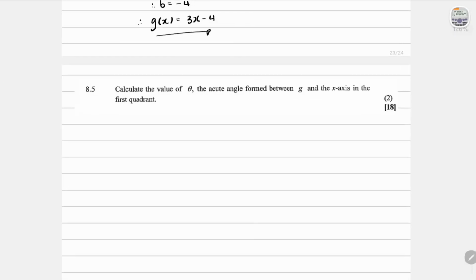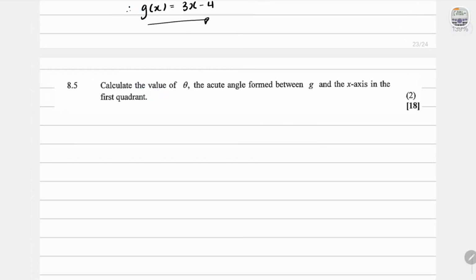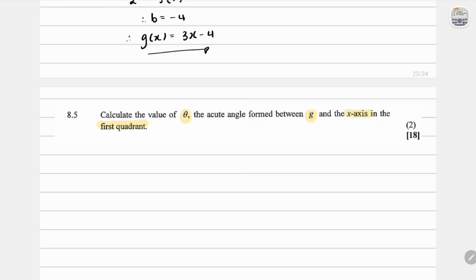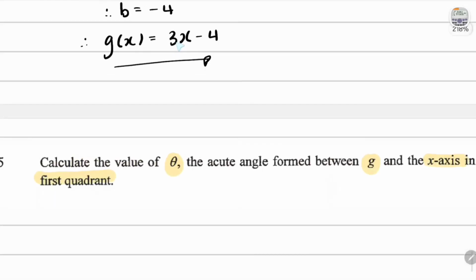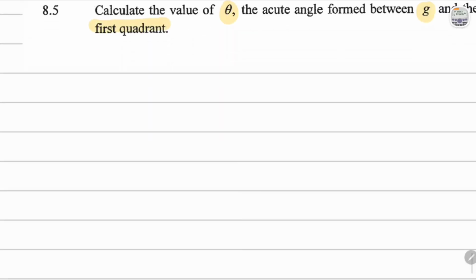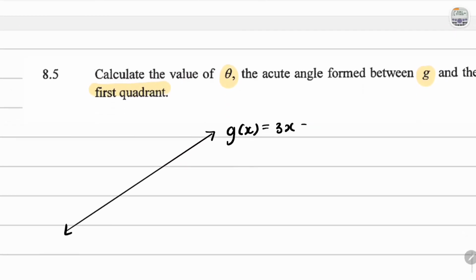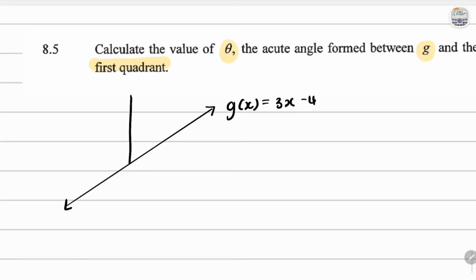Okay, the last question for question 8 says, calculate the value of theta, the acute angle formed between g and the x-axis in the first quadrant. So as you can see, g has a positive gradient, 3, so it's greater than 0. So it is an increasing function. It's a straight line that increases, reading it from left to right. And we know the equation of g, so we know what its gradient is, which is really what we need. We need to just find the angle of inclination between this line and the x-axis.